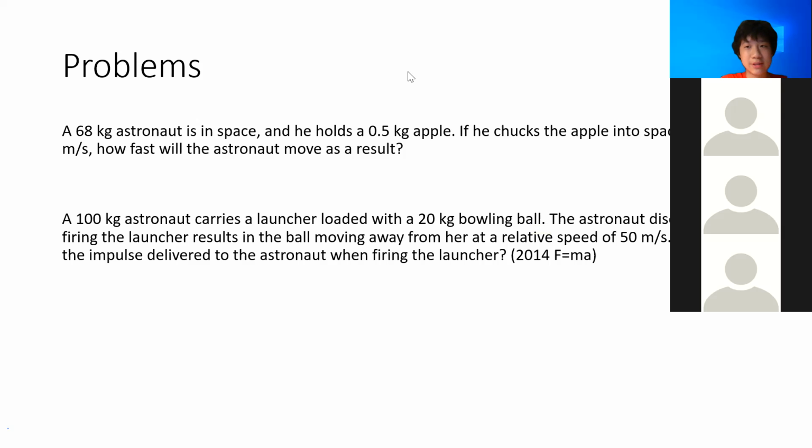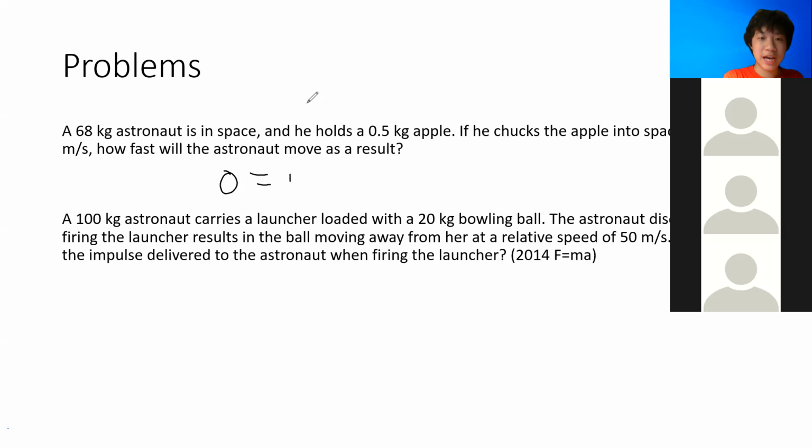All right, so unfortunately, since we're running low on time, I think I'm going to have to cut you guys short here, and I'm going to explain these two problems now. So first, a 68-kilogram astronaut is in space, and he holds a 0.5 kilogram apple. If he chucks the apple into space at 15 meters a second, how fast will the astronaut move as a result? Well, in this case, we're going to use conservation of momentum. All right. So since the astronaut is in space, we'll assume that there is no net external force acting on him. So the initial momentum, if they're at rest, is 0. And this must equal the final momentum.